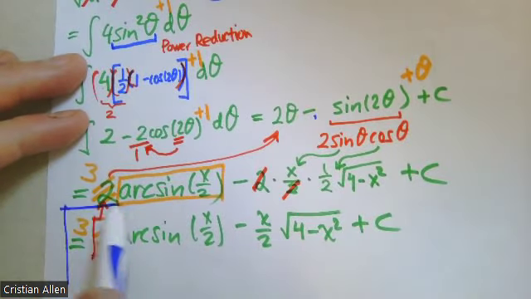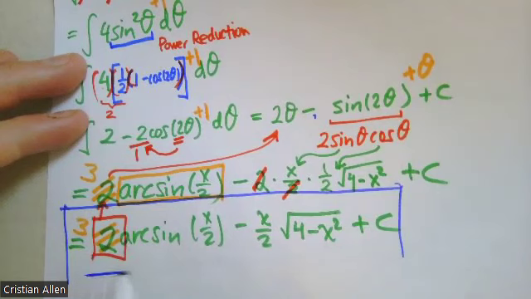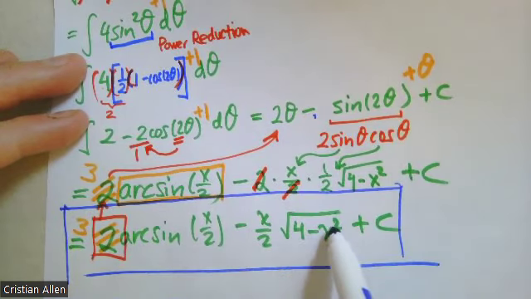I'm not going to rewrite this problem, maybe in the future, but I'll leave the video as is. The answer is 3 arc sine x over 2 minus x over 2 square root 4 minus x squared plus c.